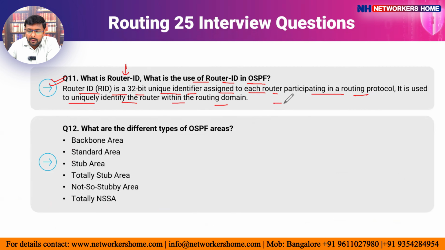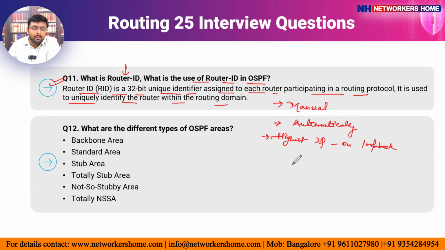How do we get this? There are different methods of getting this router ID. First is manual. Manually, we are configuring the router IDs on the routers. Second, it can get it automatically. If automatically, then how? In the automatic method, we have two criteria. The first one says that the highest IP on a loopback interface will be the router ID.